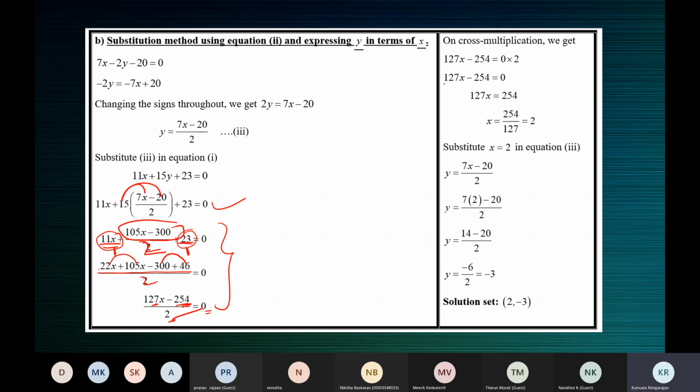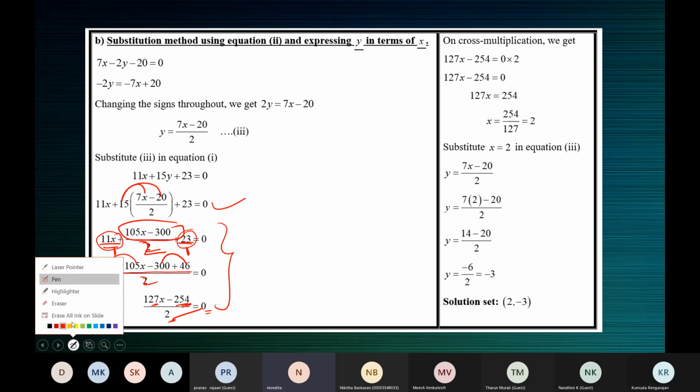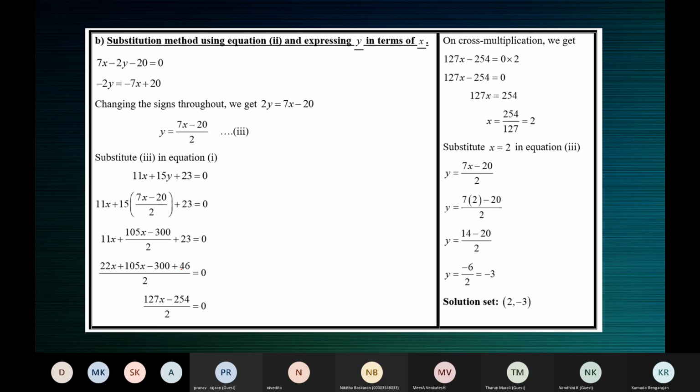Cross multiply. See here. Ma'am, can you repeat it once again? Which one? Ma'am, I don't know how 22x plus 105x minus 300 plus 46 came. Okay, tell me this one. One minute.